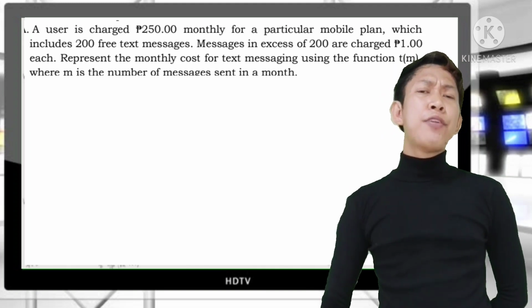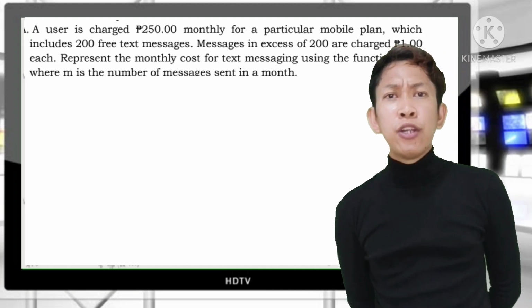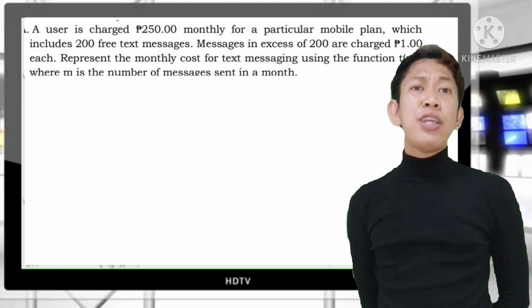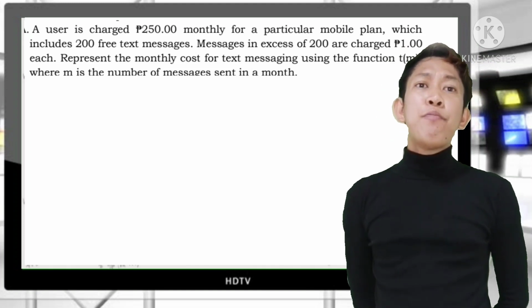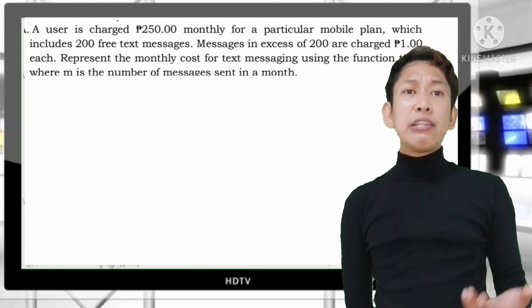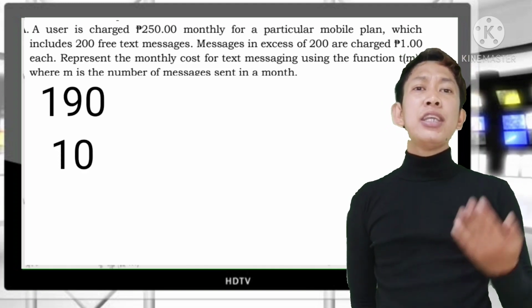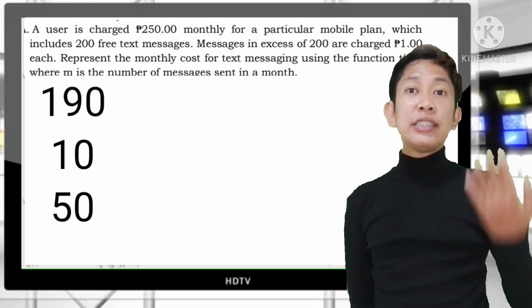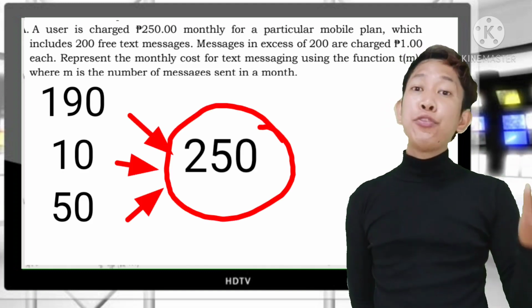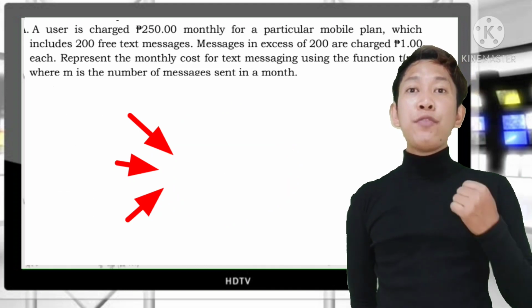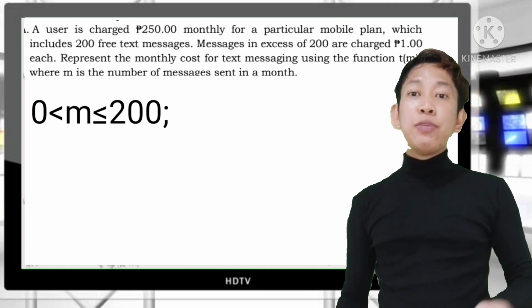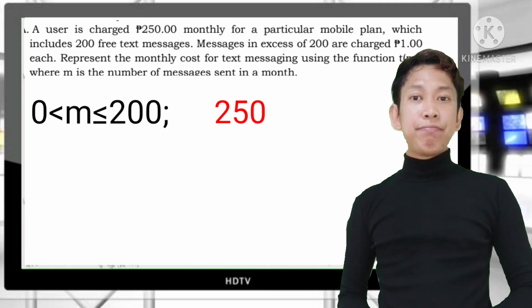Okay, so to solve for this one, we have for sending messages not exceeding 200. So what will be the equation if the number of messages will not be exceeding 200? Whether it is 190, 10, or 50, you will still pay 250, right? Therefore, we will use a constant function, 250. So if m is less than or equal to 200 but greater than 0, your value will still be 250. Okay?